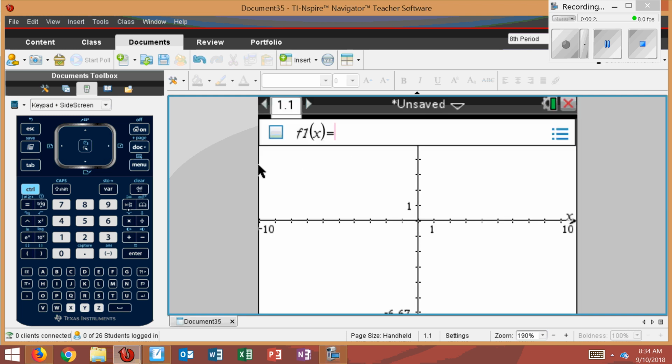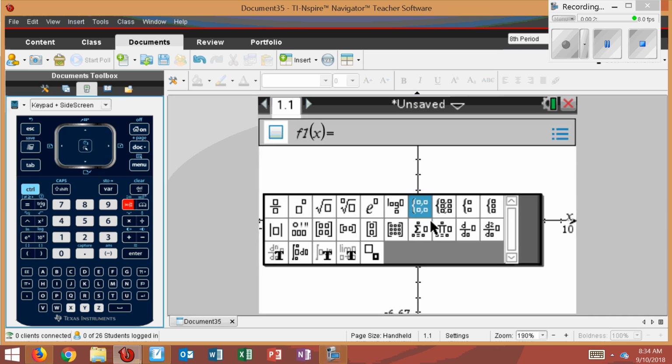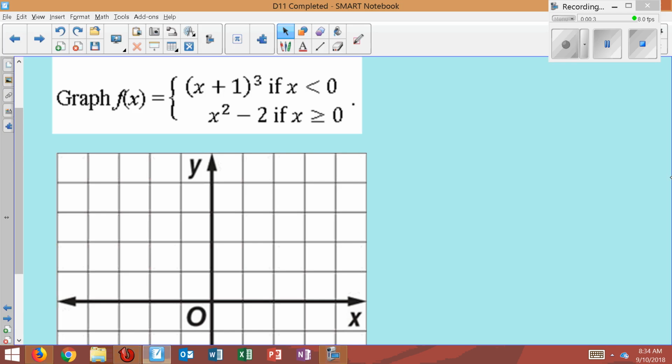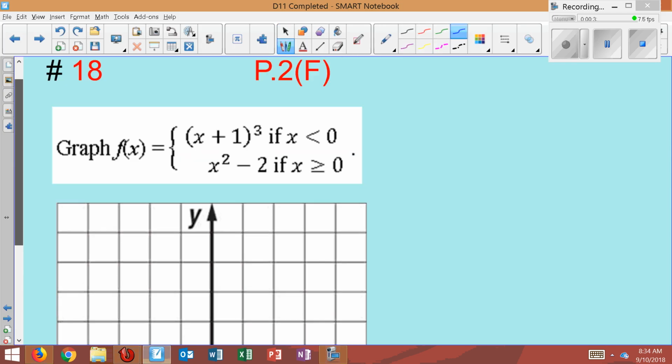and you see this button right here next to 9. If you look closely, that's an absolute value, and next to it is the piecewise button. If you press that, you can get to piecewise right there. So I'm going to do this by hand using transformation rules just to kind of review.